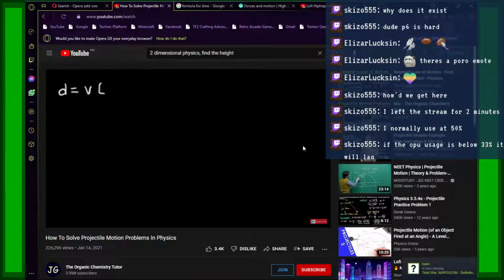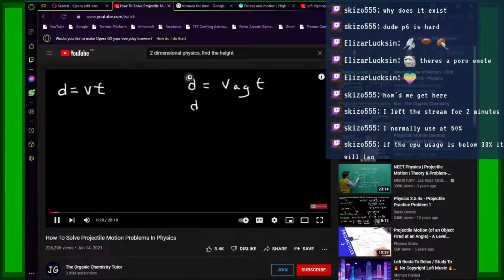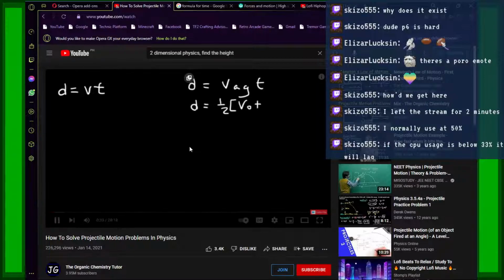Vt. Displacement is equal to velocity multiplied by the time. Now, under constant acceleration, displacement is equal to the average velocity multiplied by time. And the average velocity is basically the average of the initial and the final velocity. You add up the initial and the final and you divide it by 2, if the acceleration is constant.